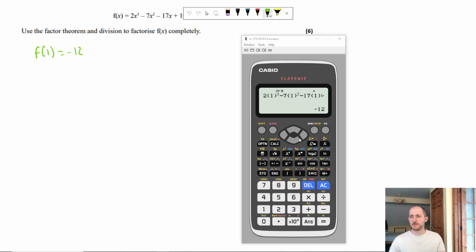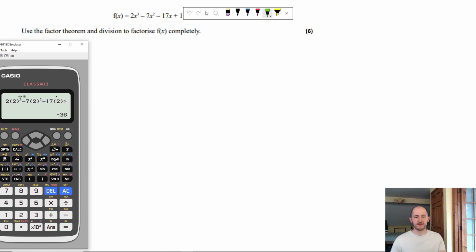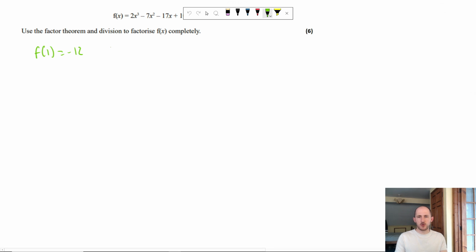Okay, so now we've got that. We're just using trial and improvement to work out what the value is. Let's change it all to 2, and if you notice, the number gets more negative. So what do I know about that? Well, I'm heading in the wrong direction. I should be making this number closer and closer to 0. So let's try the opposite way. Let's go to f of 0.